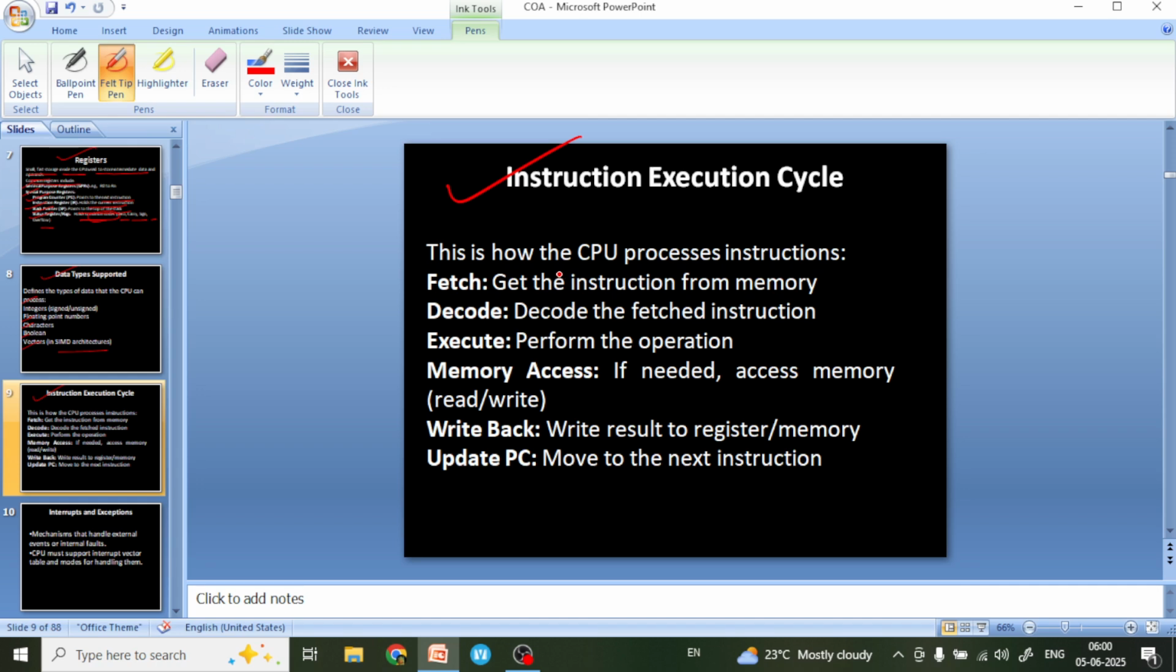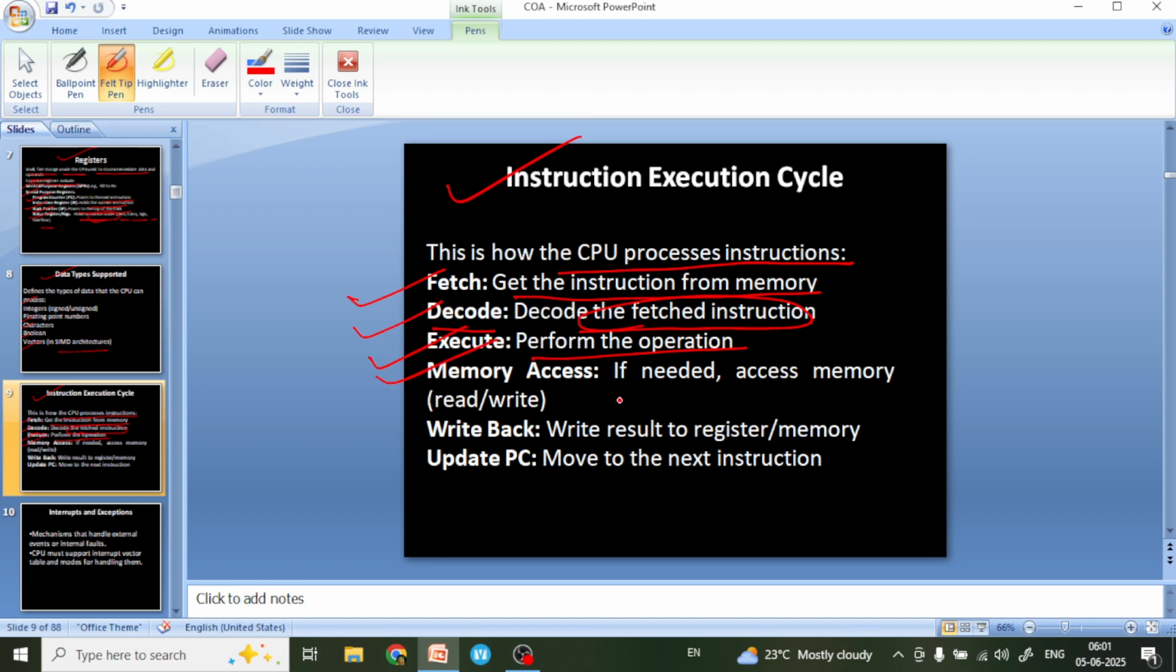This is how the CPU processes an instruction. First of all it fetches, which means it gets the instruction from the memory, and then it decodes the fetched instruction, then executes. It performs the operation, plus, minus, multiplication, division, etc., which is given by the instruction to the CPU.